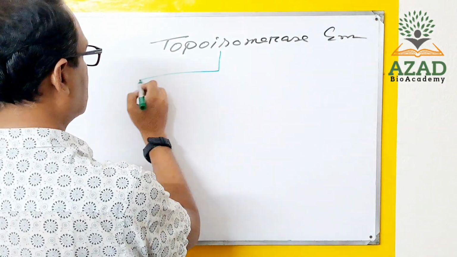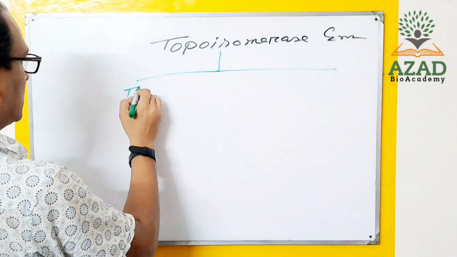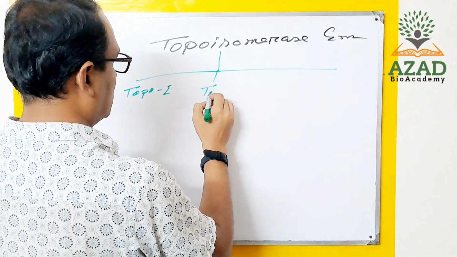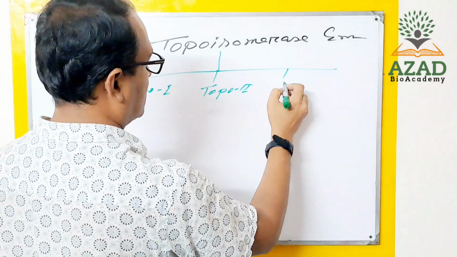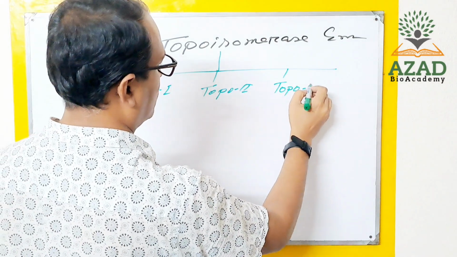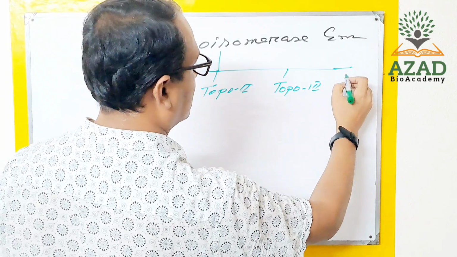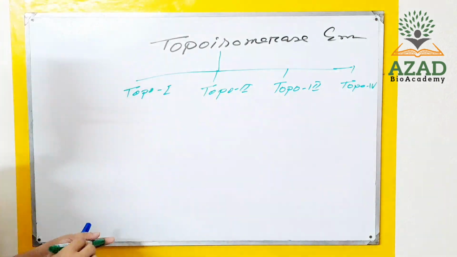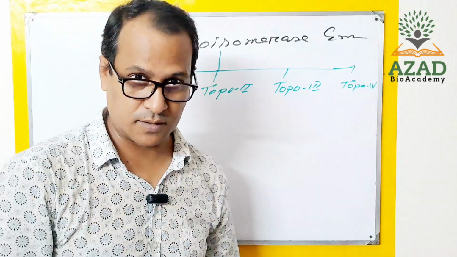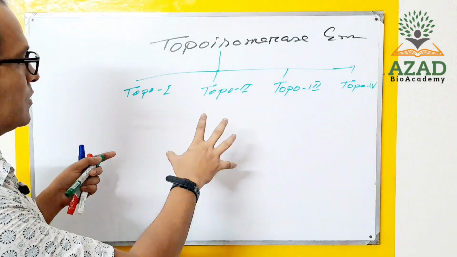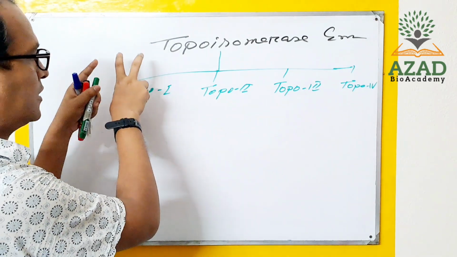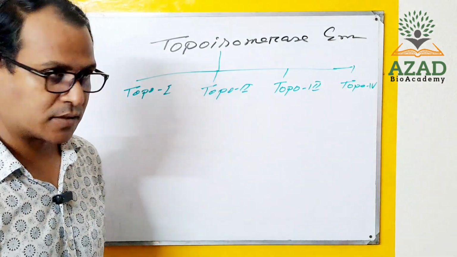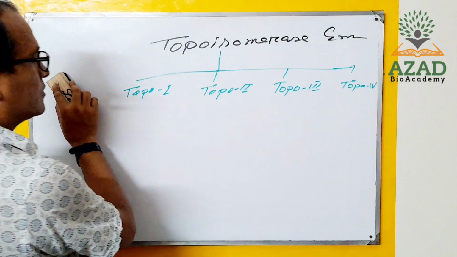So now the topoisomerase types are basically 4 types. One is topo 1, second one is topo 2, third one is topo 3, and the last one is topo 4. Actually, we are talking about the bacterial topoisomerase. Okay, so one after another, I will try to cover its location, function, role, and possible drug target. Okay, so first of all, topoisomerase 1.